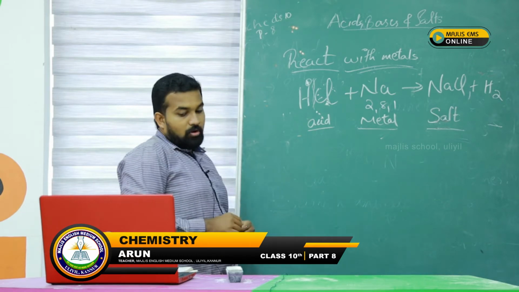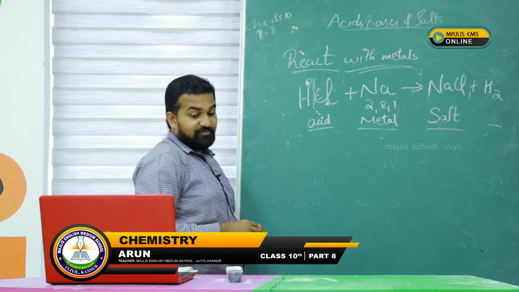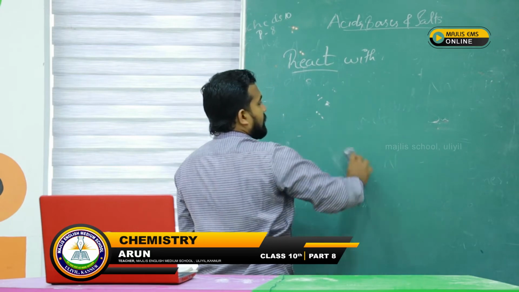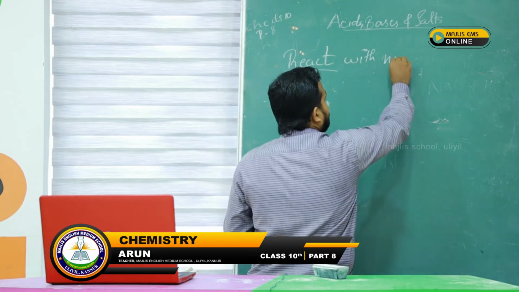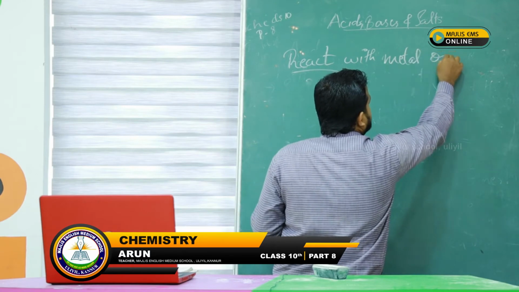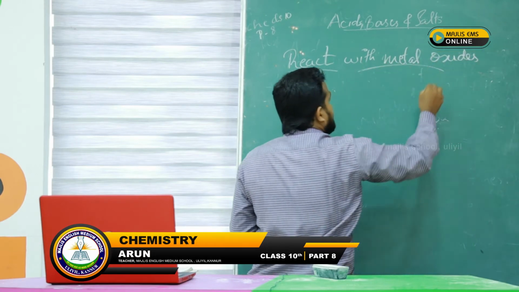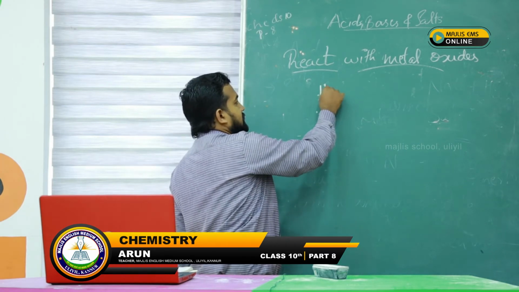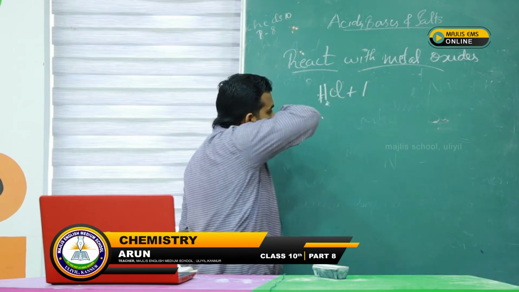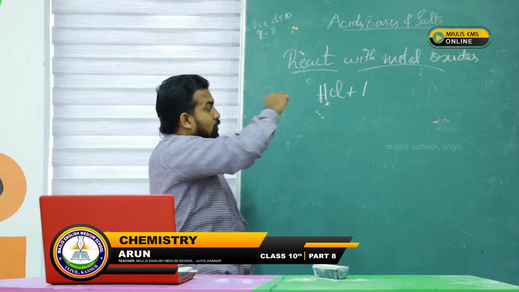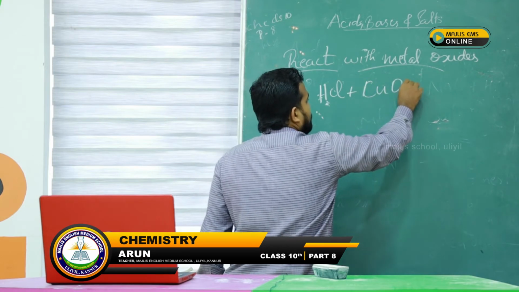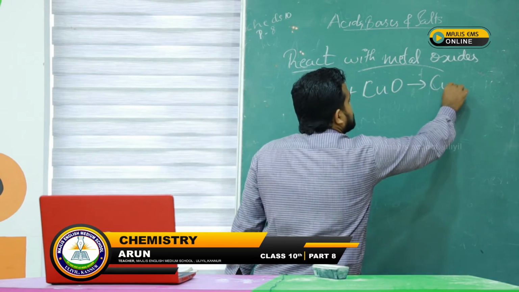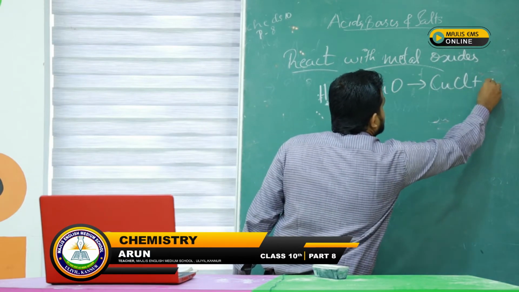Clear? Now, reaction with metal oxides, when acids are reacting with metal oxides. For example, again let us take HCl plus a metal oxide, for example copper oxide. It is copper as a metal, copper oxide. What we will get is CuCl plus H2O.